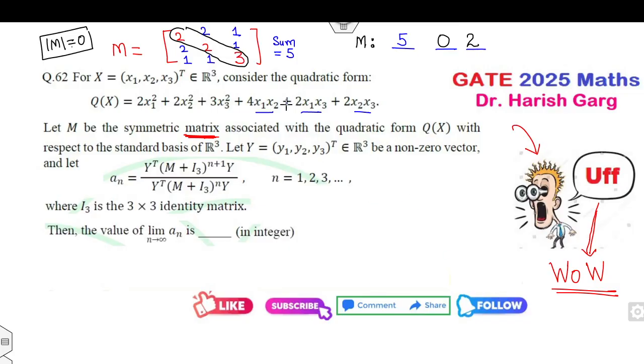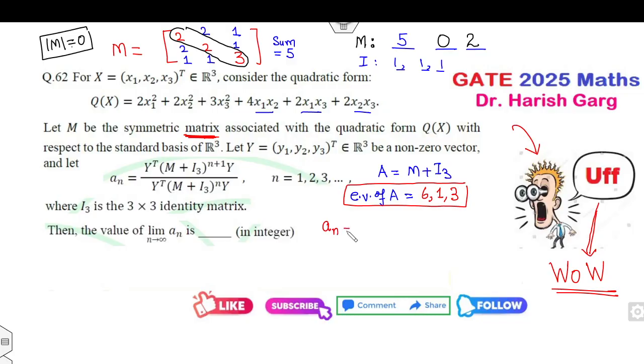Is it okay? Now, I need M plus I3, so I can consider A is M plus I3. So can you find the eigenvalues of A? M plus I3. So what are the eigenvalues of I3? Eigenvalues of I3 are 1, 1 and 1. So what are the eigenvalues of A? 6, 1, 3. Is it okay? Fine. Now you can see what is the a_n. a_n is Y transpose A raised to power n plus 1 of Y divided by Y transpose A raised to power n of Y. And your target is to find the limit as n approaches infinity.